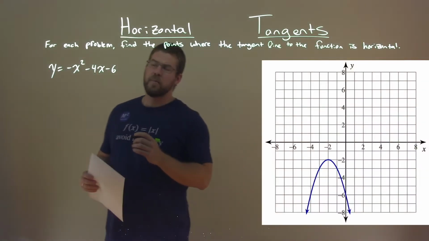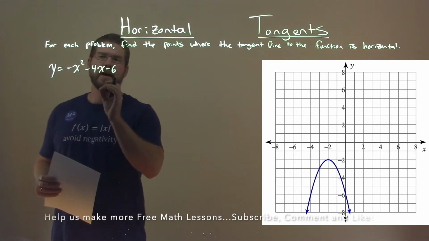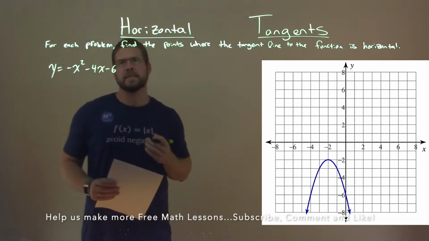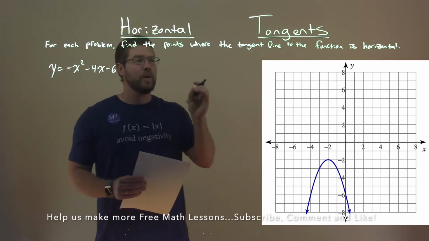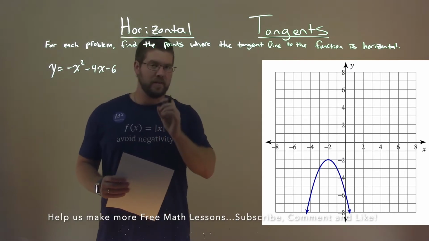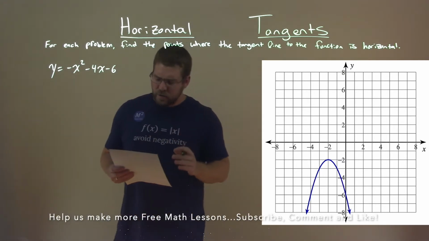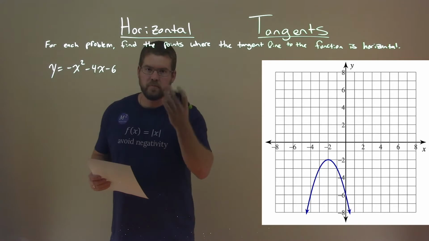We're given this problem right here, y equals negative x squared minus 4x minus 6, and we want to find the points where the tangent line to this function is horizontal. To do that, we need to first find the derivative.